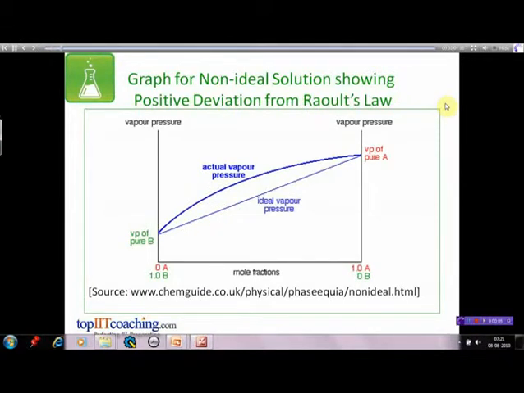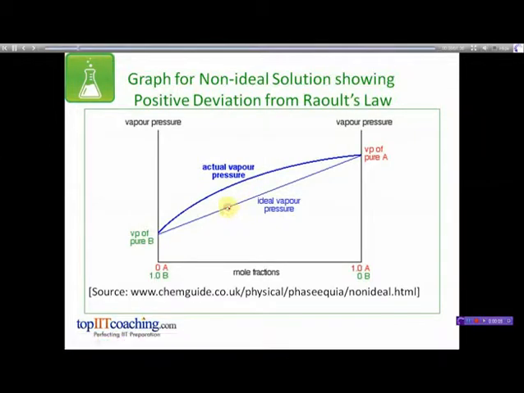This is the graph for a non-ideal solution which shows positive deviation from Raoult's law. This is the ideal vapor pressure, that is the vapor pressure predicted by Raoult's law, and this is the actual vapor pressure of the mixture that is being observed. Now at times the observed vapor pressure can be as high as this much. That is, the vapor pressure of the mixture will be higher than the vapor pressure of any of the pure solvents, which is A in this case.